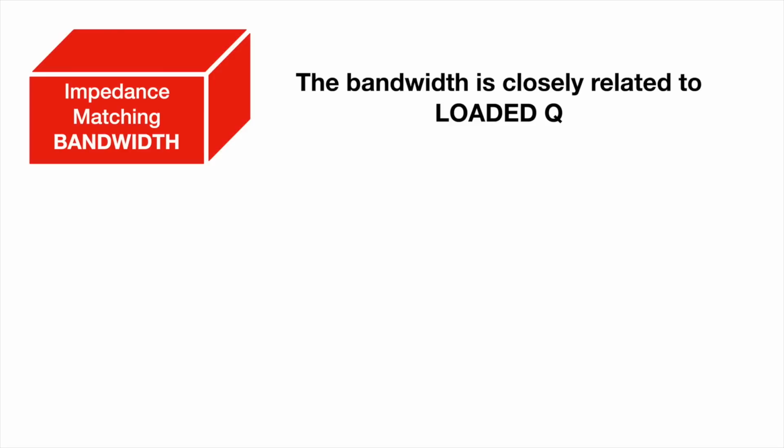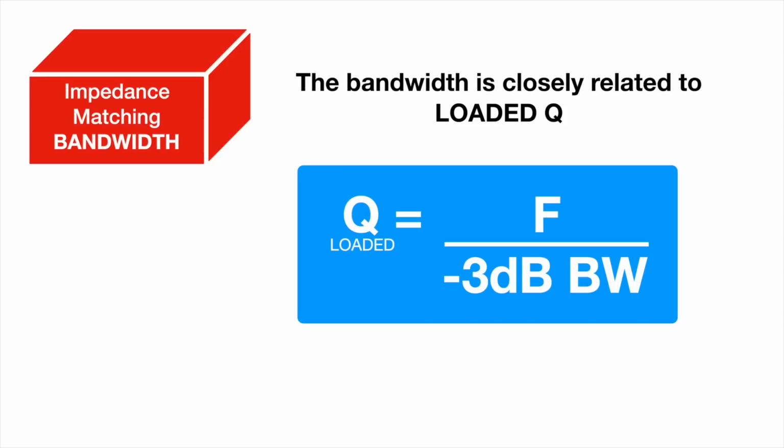So in a capacitor it would be the reactance over the equivalent series resistance. The loaded Q is a bit easier to define. Now, loaded Q really applies to resonant circuits, and it's a measure of how the bandwidth is very dependent upon the centre frequency. So the actual formula is here. The loaded Q is the frequency divided by the minus 3 dB bandwidth.